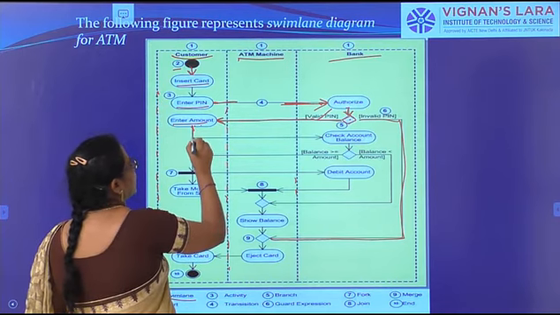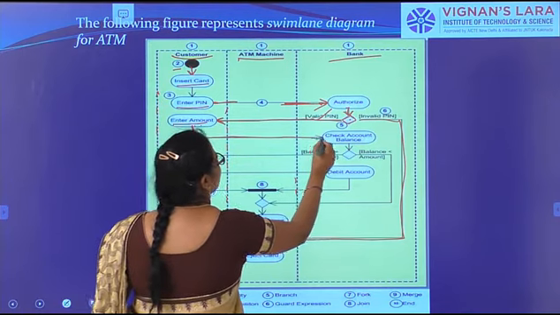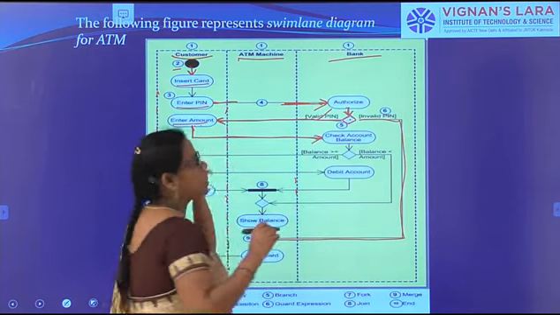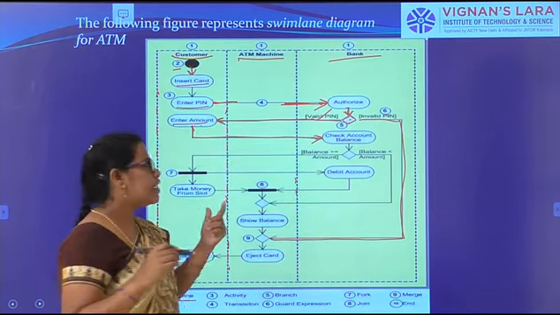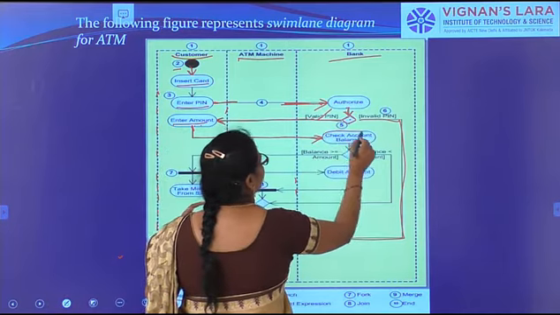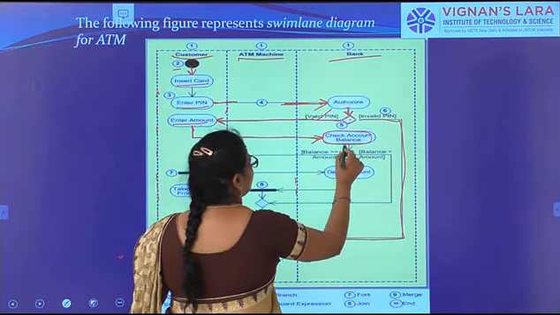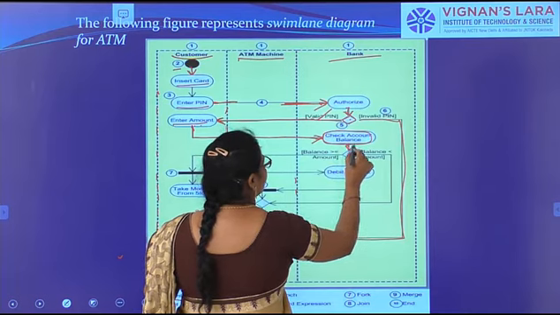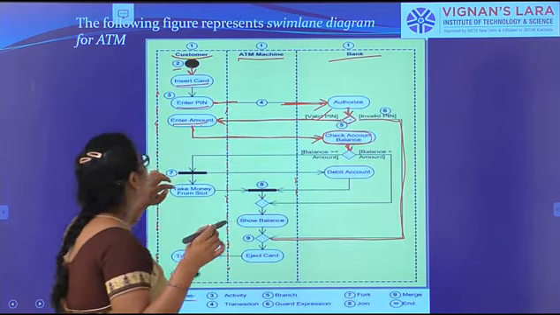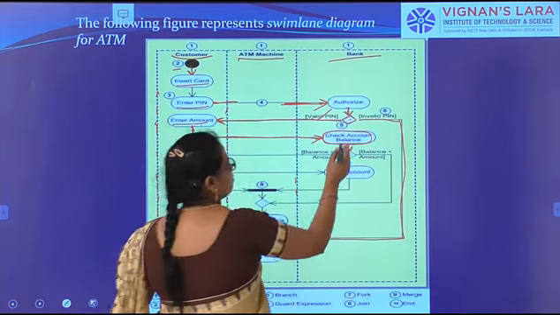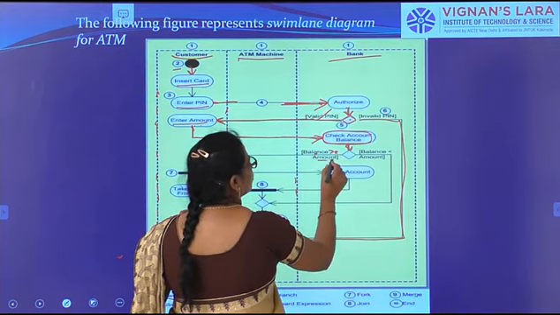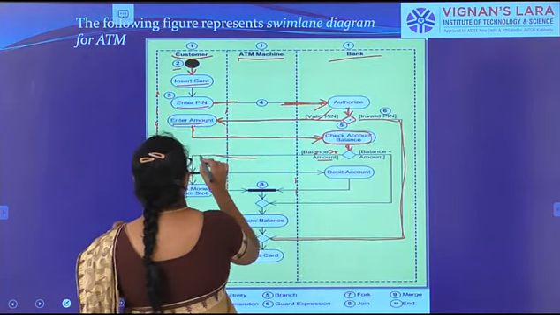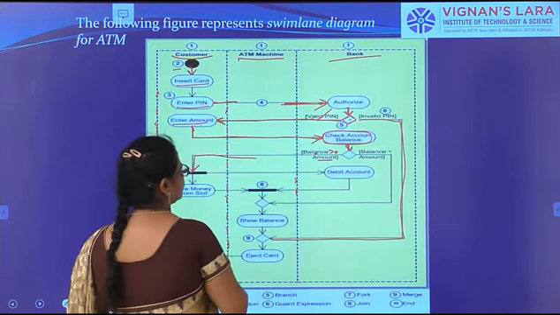Okay. So when he enters the amount, then the ATM machine has to check the balance. Where? In the bank, in the bank database. So it will check in the bank database whether the balance covers the amount you have given. That will be checked by the bank account. If the balance is greater than or equal to the amount, then it will again go to the customer.